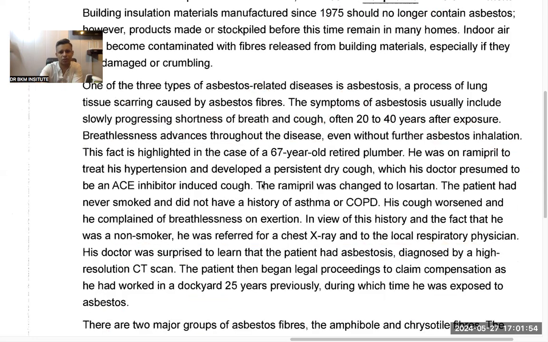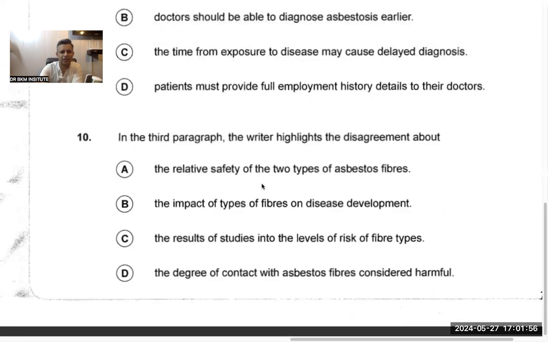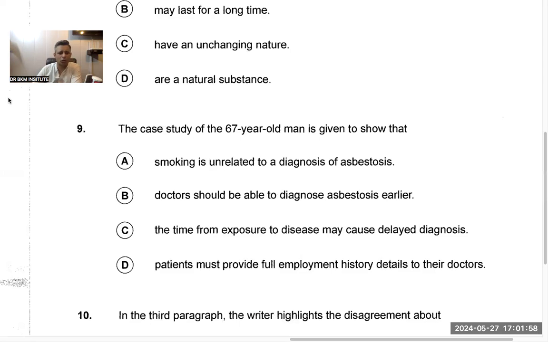Now I will go to question number 9 and let's see whether it is difficult or easy. Smoking is unrelated to the diagnosis of asbestosis, nothing like that. It's not the main story. They want to know why the 67-year-old man is being discussed. Why this story is discussed, not for this thing. Doctor should be able to diagnose. No. The time from exposure to disease may cause. May is our favorite word. So it can be one of the answers. Otherwise, smoking is unrelated. This cannot be the answer.